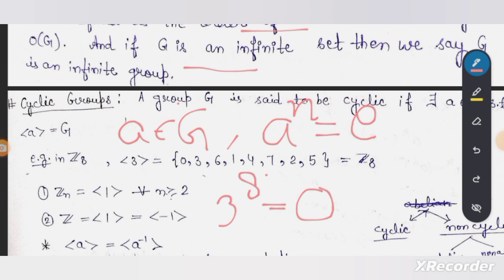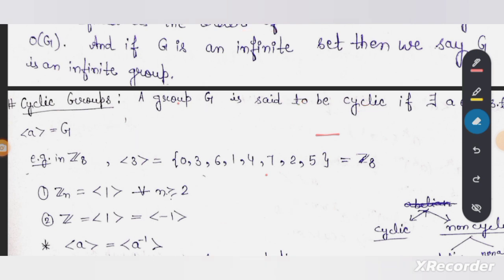I hope you understood. Now here the set generated by 3 is equal to Z8. So this is Z8. So that's why this Z8 is a cyclic group.